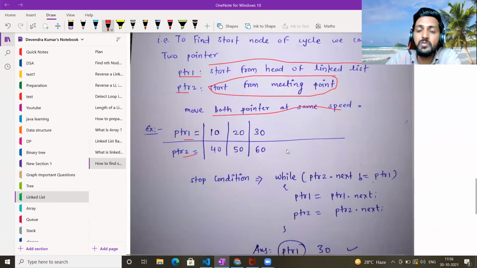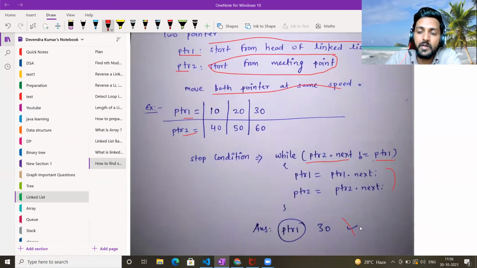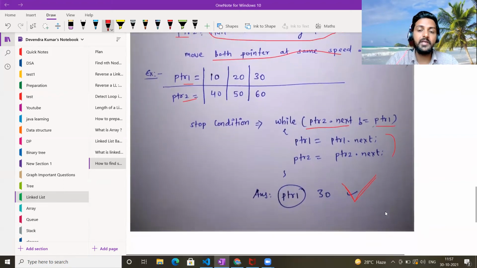And the condition which you need to write down is, while PTR2 dot next is not equal to PTR1, you need to keep incrementing both the pointers and your answer will be PTR1. Once PTR2 dot next is the same as PTR1, it means PTR1 is pointing to the first node of the cycle. All right, very simple. So I hope it is clear.